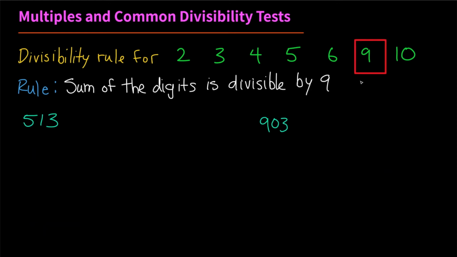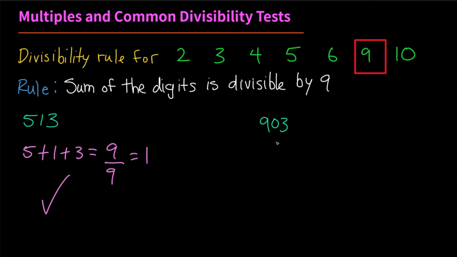We're on to the divisibility rule for 9. The rule is the sum of the digits is divisible by 9. This is very similar to the rule for 3, but in this case, the digits need to be divisible by 9. Let's check our first example. We have 513. The rule is we need to add the digits together, find the sum. We have 5 plus 1 is 6, plus 3 is 9. Now we want to check, is 9 divided evenly by 9? 9 divided by 9 is 1. That means 513 is divisible by 9.